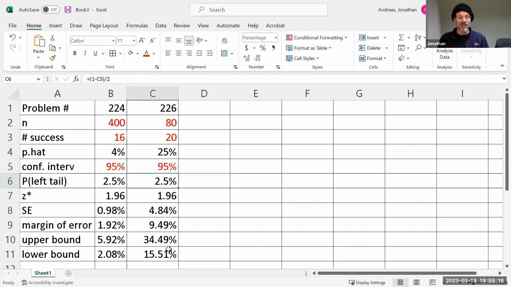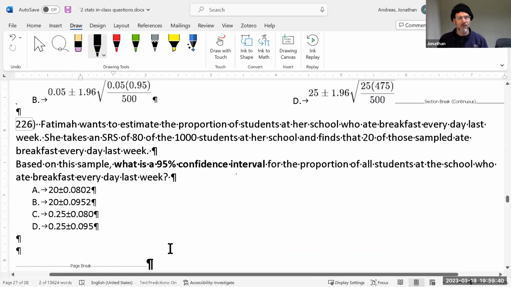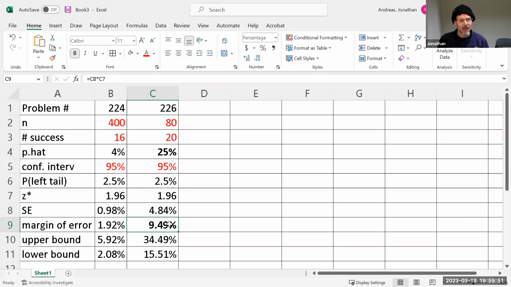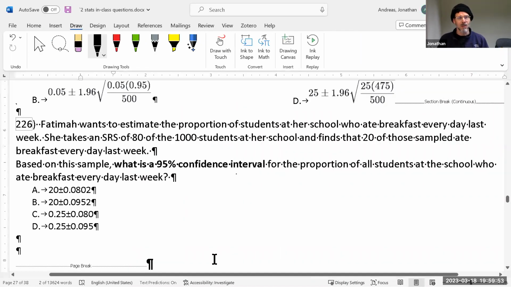And then everything else is already just produced by the formulas. Because these red numbers are the only ones that all the calculations are based on. Okay, so p hat is 25%. And then it's 25% plus or minus this margin of error of 9.49%. And so that is D. So 25% plus or minus 9.5, if we round up a little bit. So D is the answer to that.